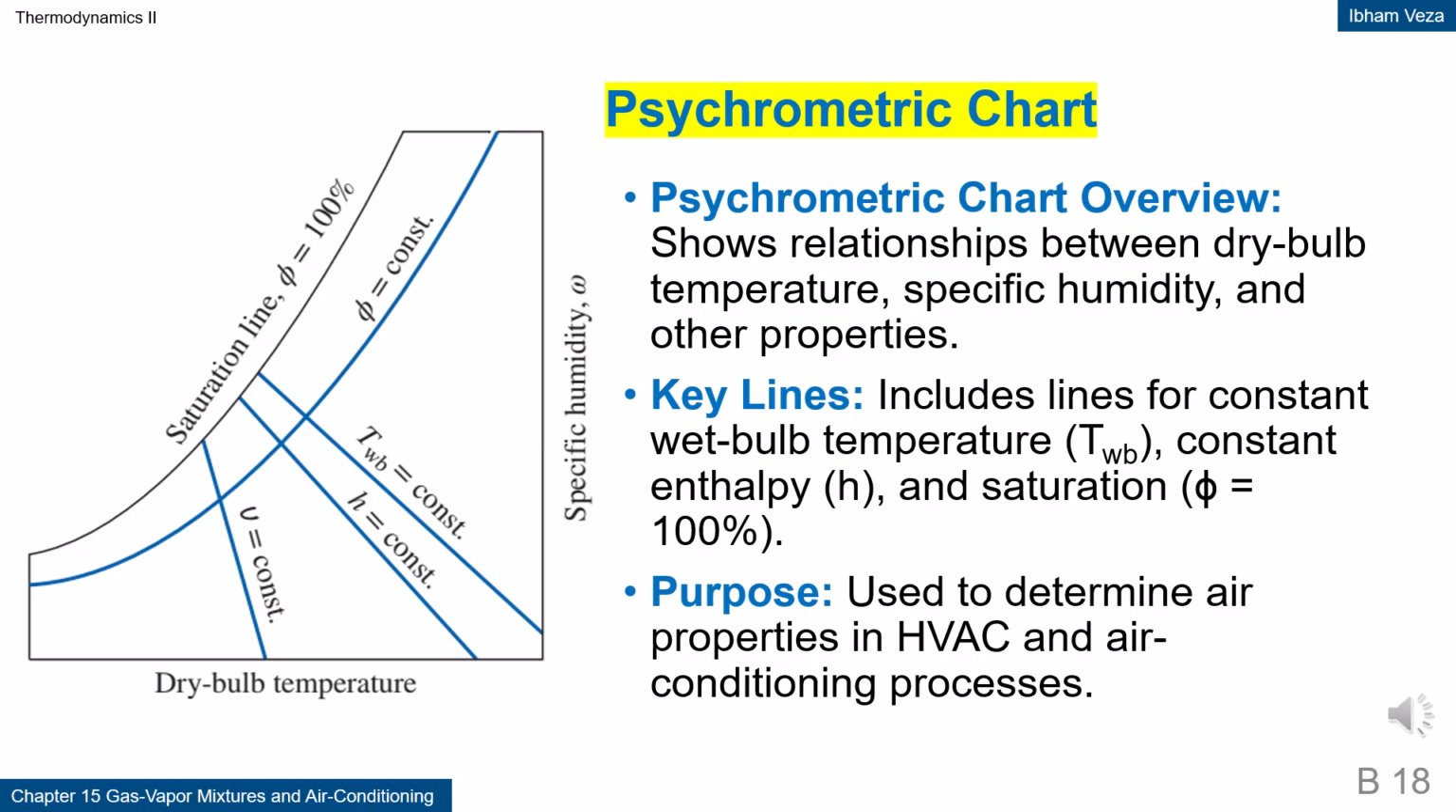The psychrometric chart shows the relationships between dry bulb temperature, specific humidity, and other moist air properties. It contains lines of constant wet bulb temperature, constant enthalpy, and saturation. This chart is the main tool for air conditioning analysis. With this chart, many air properties can be determined without lengthy calculations.